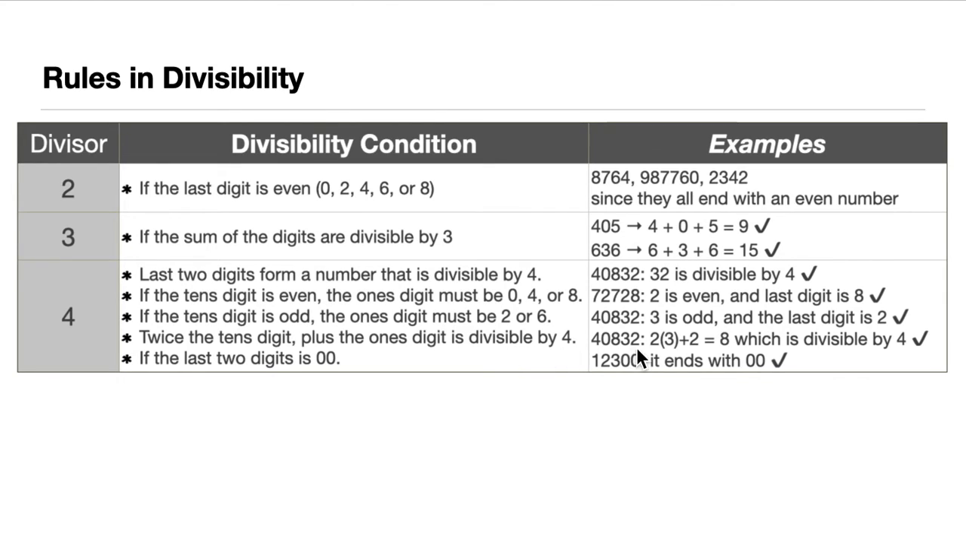So for example, here again we're only going to focus on the last two digits. Twice 3 is 6. 6 plus 2 is 8. And 8 is divisible by 4. Therefore, this number 40,832 is also divisible by 4.